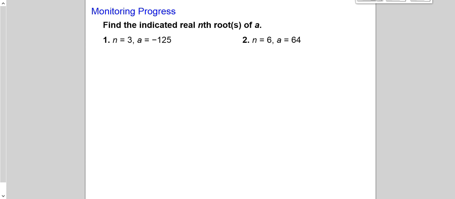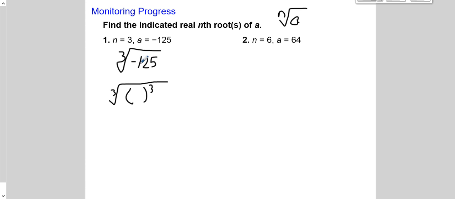All right, let's try a couple more. Nth root of a, cube root of -125. So what number cubed gives us -125? Well, that would be -5.